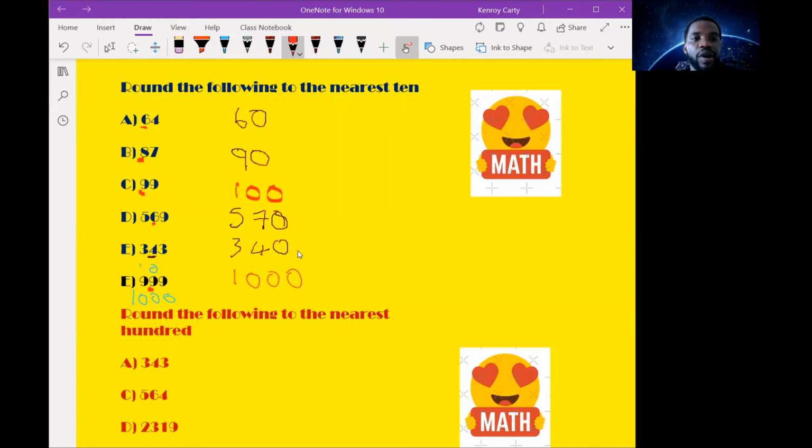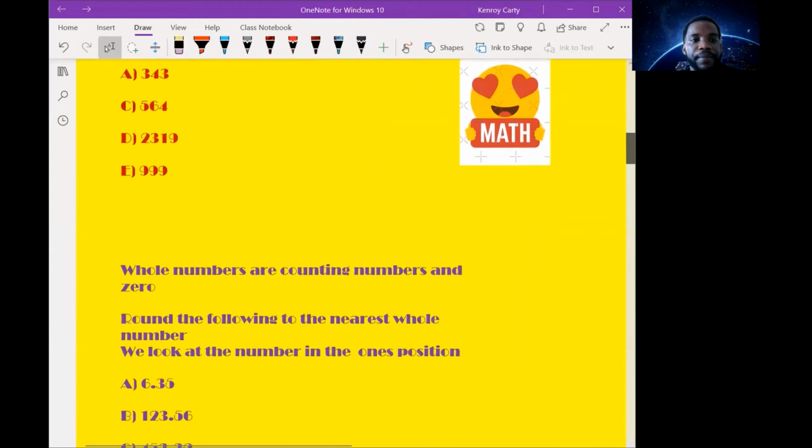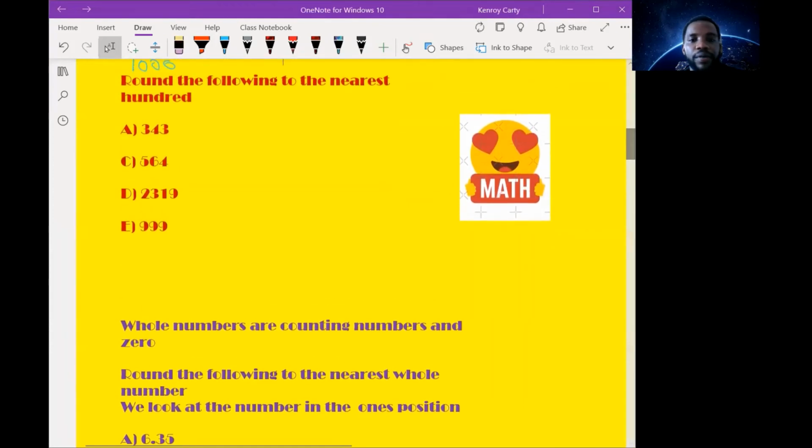All right. Now I'm going to scroll down. You can pause the video, and of course, you can try the second set. Now the second set says round to the nearest 100. Okay. Round to the nearest 100. The concept remains the same.